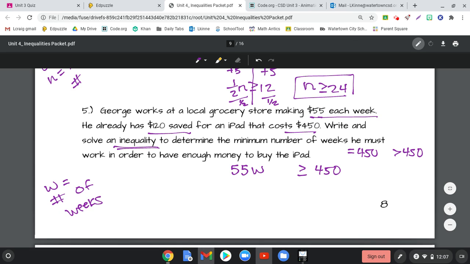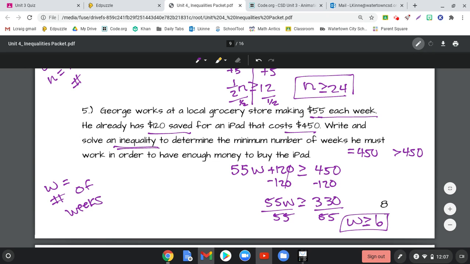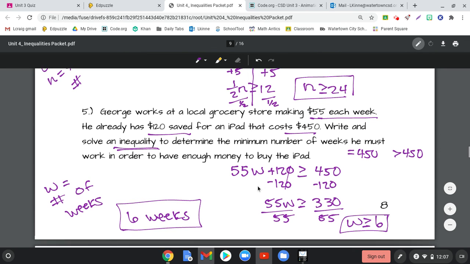$55 each week plus the $120 he already has saved. Subtract $120. $55 each week has to be greater than or equal to $330. Divide by 55. And you get exactly W is greater than or equal to 6. So he will need to work for 6 weeks in order to save up enough for that iPad.